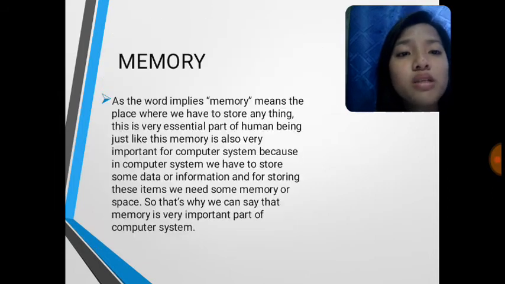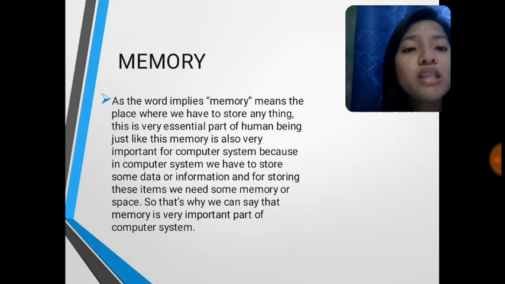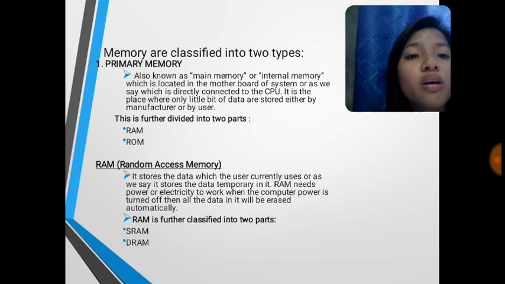What is memory system? Memory, as the word implies, means the place where we store anything. This is a very essential part of human beings, and just like this, memory is also very important for a computer system because in a computer system we store data and information. For storing these items, we need some memory or space. So in that way we can say that memory is a very important part of the computer.